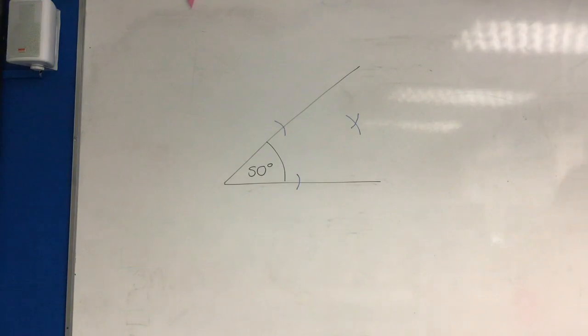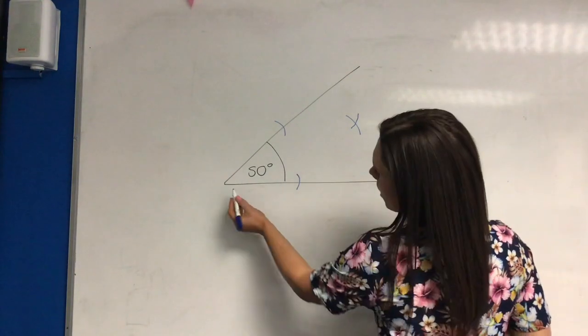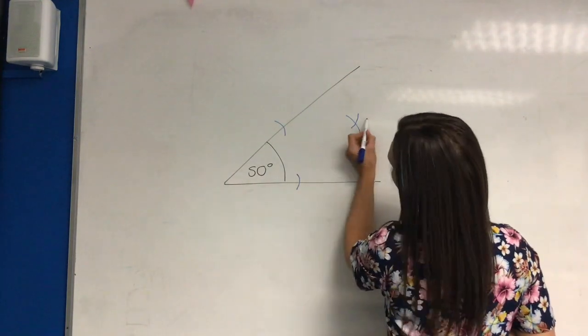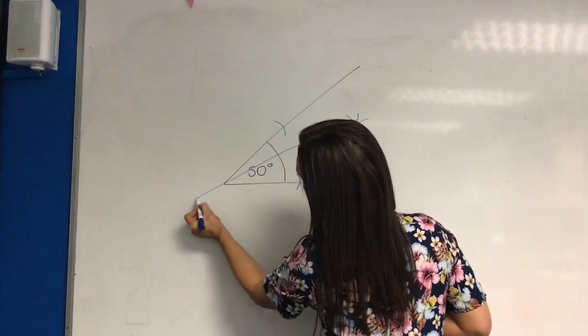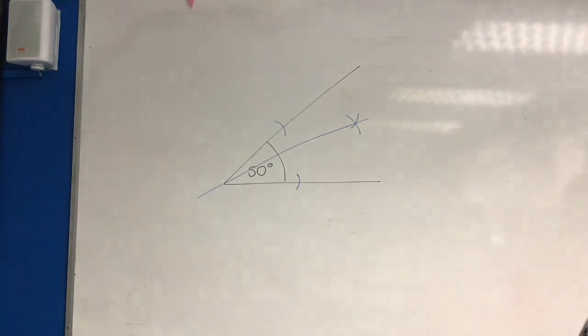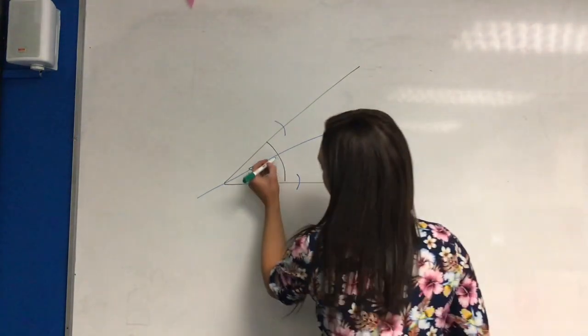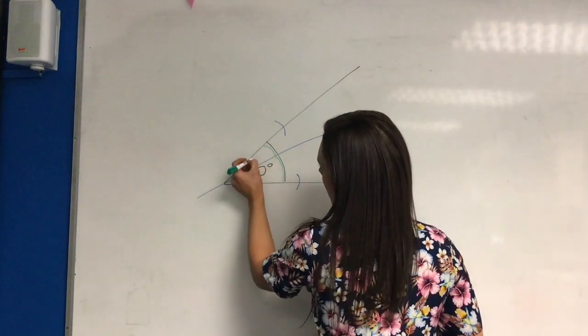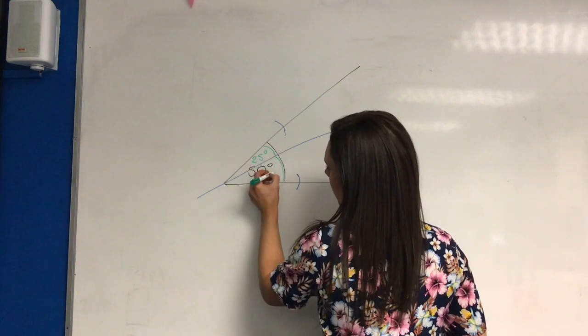Finally, using our ruler, you should have joined up from the vertex of our angle through the new arc that you made to bisect that angle. And to check, get your compass back out, and each of these angles here should be 25 degrees.